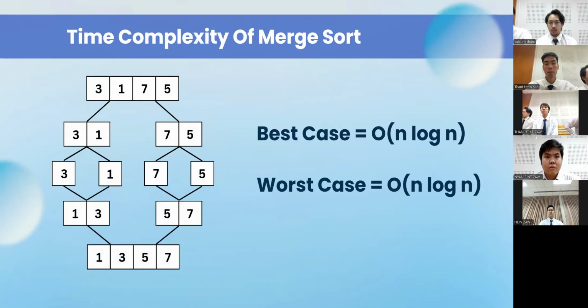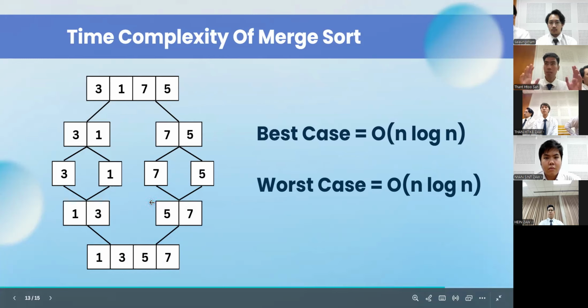And then I'm going to explain the time complexity of merge sort. For merge sort, for both best case and worst case, it takes O(n log n). You're probably confused. Why? Don't worry, I will explain.